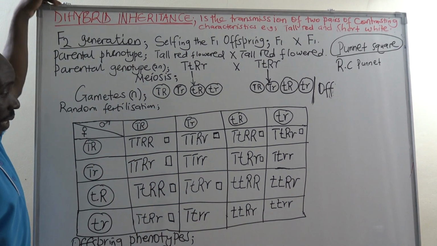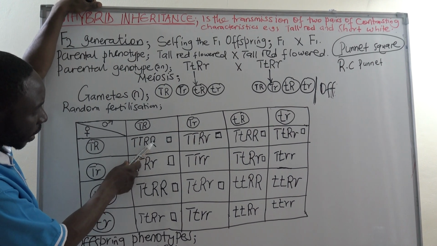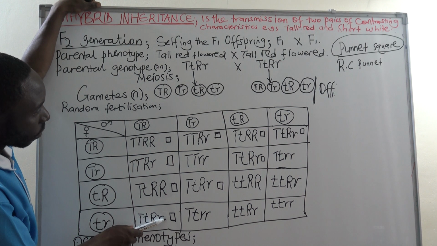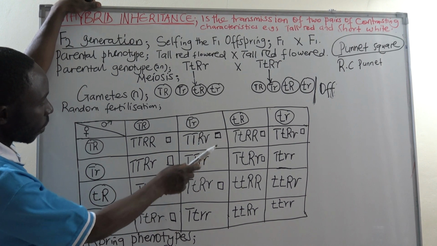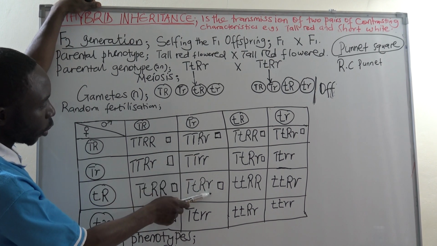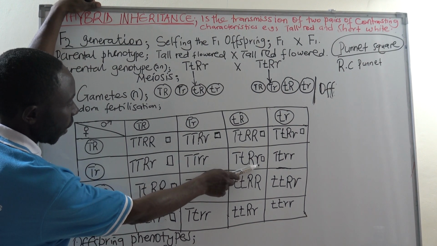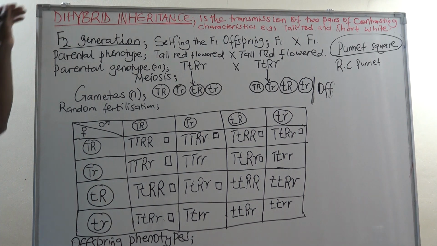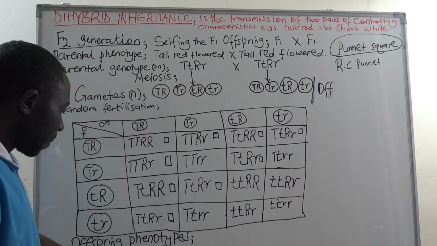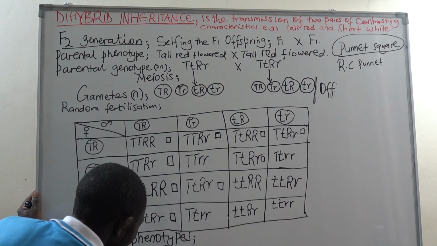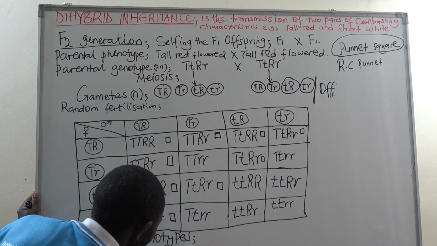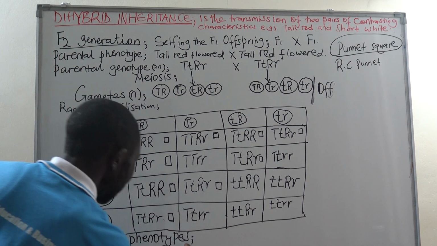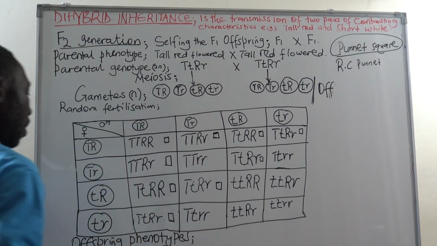So what is happening? 1, 2, 3, 4. Then 5, 6, 7, 8, 9. Right. Tall red flowered, they are 9. There are 9 plants. Can say equals 9.